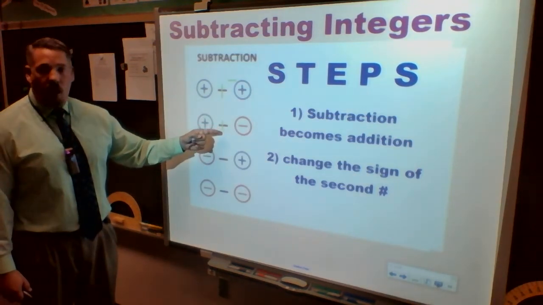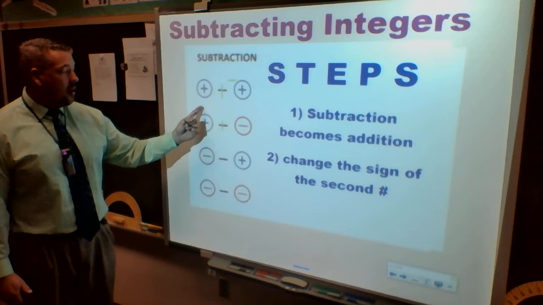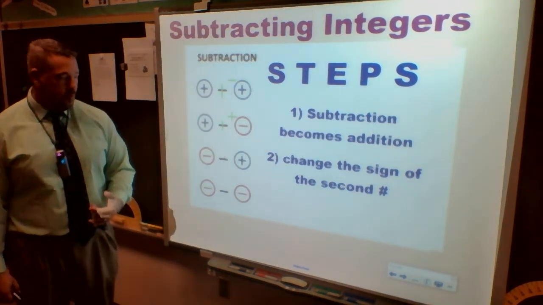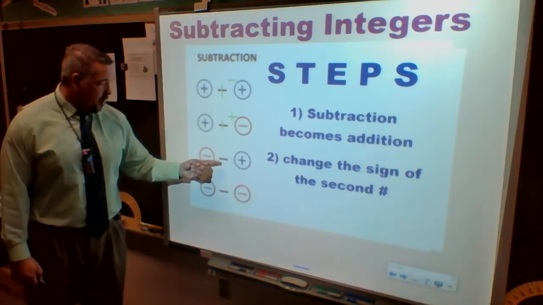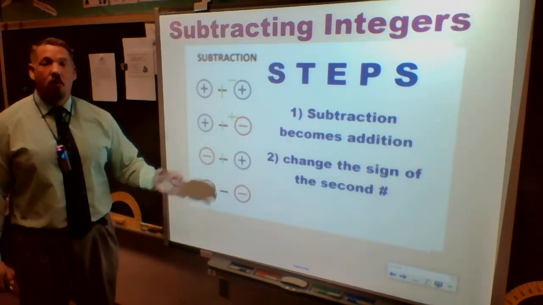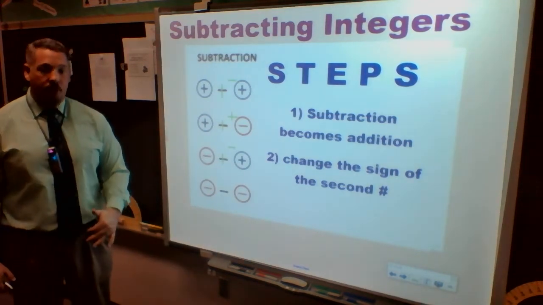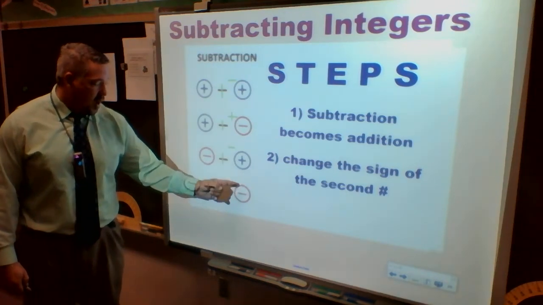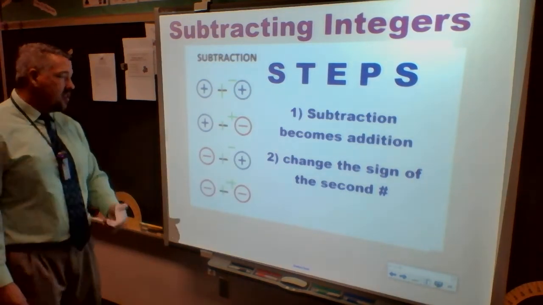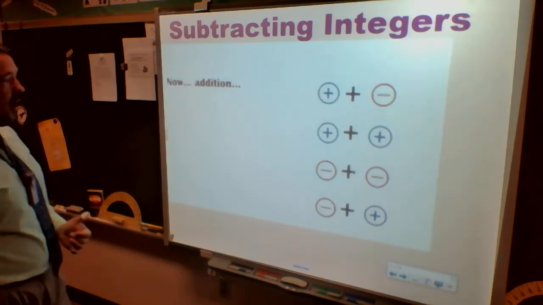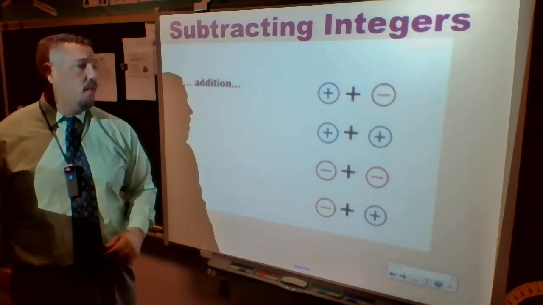Second one, subtraction becomes addition. Change the sign of the second, so negative becomes positive. This one, subtraction becomes addition. Change the sign of the second. Positive becomes negative. And subtraction becomes addition. Change the sign of the second number. And when I step back and I look at it and I see, well, what do I have now? Well, now I have all addition problems, don't I?